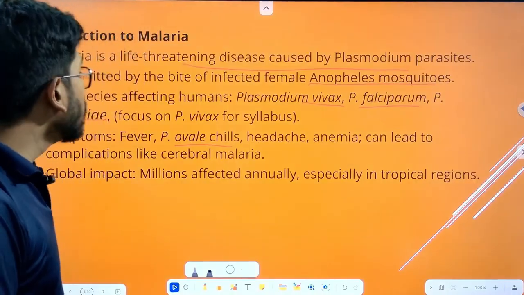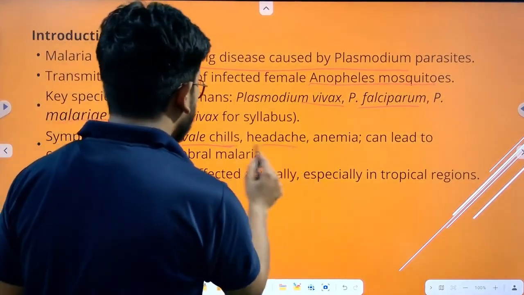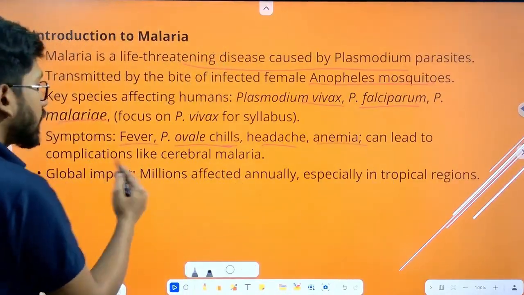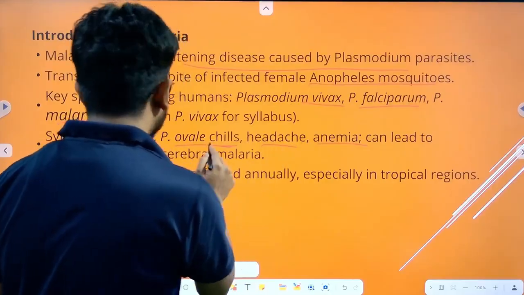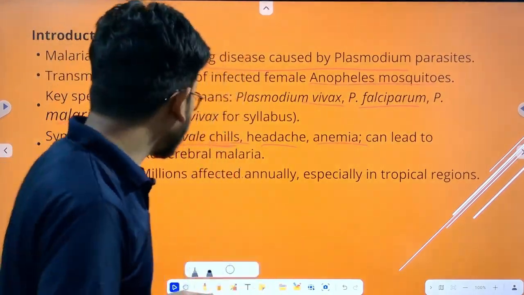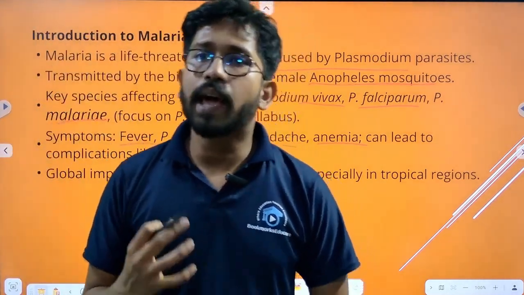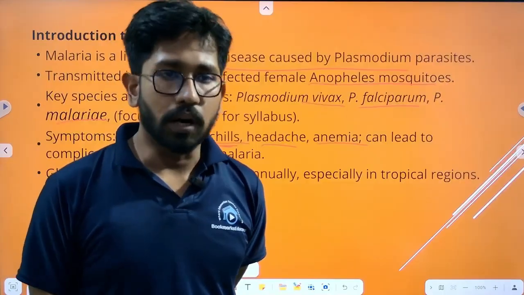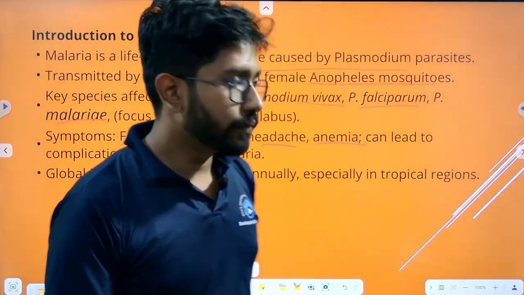Now, here are some symptoms that are written: fever, headache, chills, anemia, etc., which can lead to various more complications. Chills means a shivering feeling, a feeling of cold when you have fever. Global impact: obviously, malaria is a highly contagious disease and it is present throughout the world. Mostly it affects the tropical regions of the world.